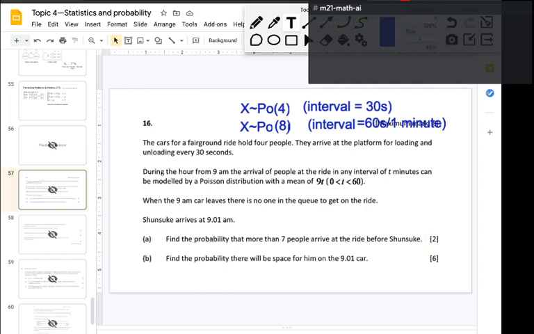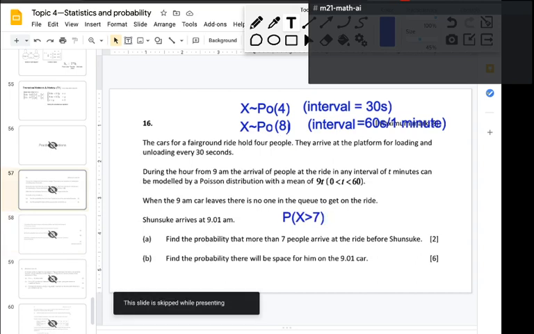So the good thing about Poisson is that you can just employ regular multiplication. It will work similarly. So from 30 seconds to 1 minute, you just multiply by 2. So from 4 to 8. And then now they try to ask the probability that more than 7 people arrive. So that is the probability of x > 7. More than 7 would be equal to 8 or more, okay?